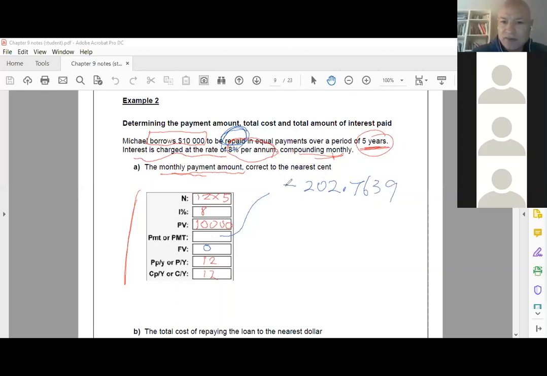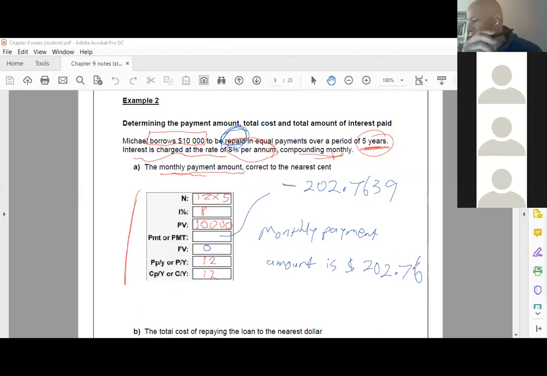The negative, remember, just means he pays that much a month. It's coming out of his pocket. So the monthly payment amount is $202.76. Any questions there?